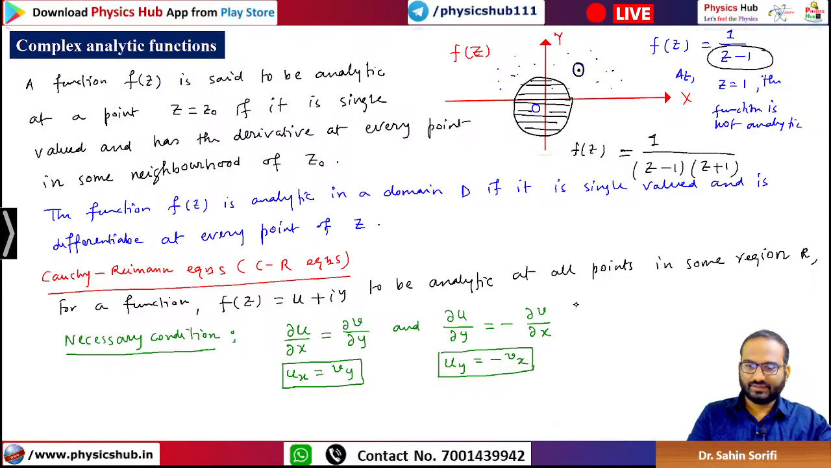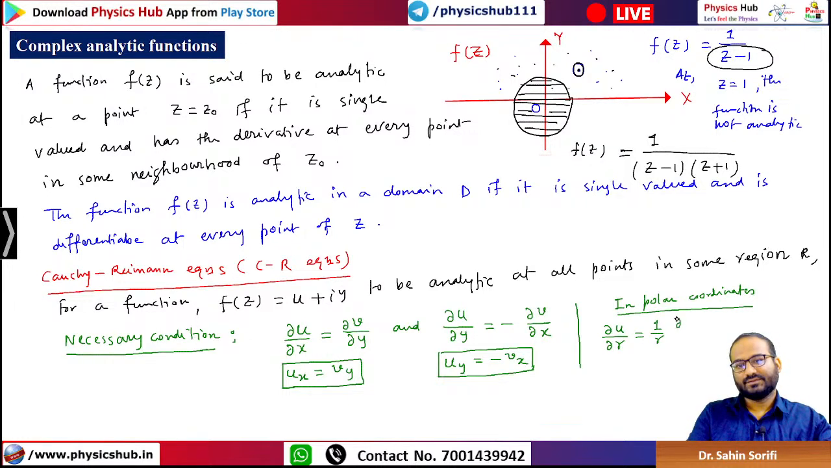So, this is in Cartesian coordinates. The same thing can be written in polar coordinates also. In polar coordinates, the equations take the form del u by del r is equal to 1 by r del v by del theta. You can remember it in this way: theta is dimensionless, so on the left hand side the dimension is 1 by r, so here we have 1 by r.